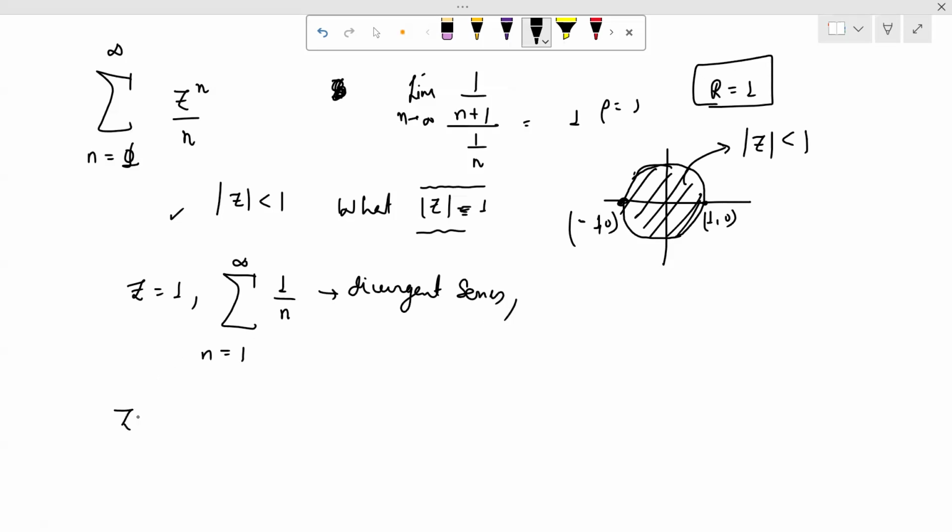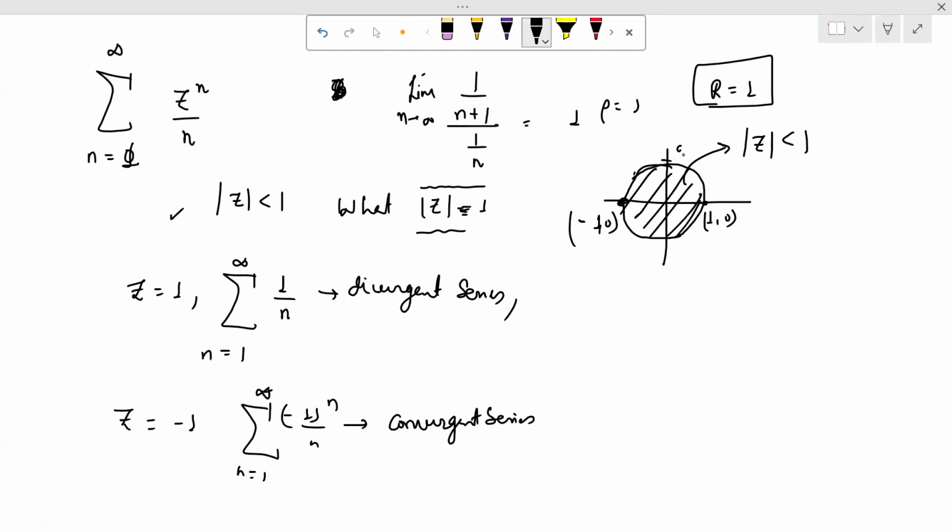But if you take z equal to minus 1, then certainly this series is convergent. Is that fine? So on the circle, you cannot make any conclusion right now, because if you take z equal to 1, then it will be something.